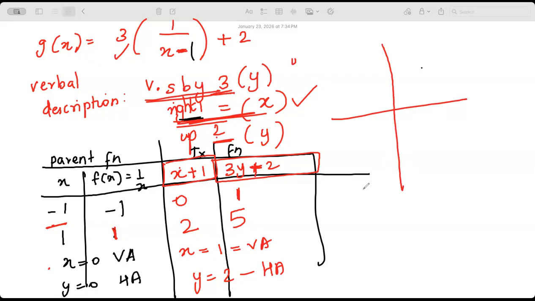On a rational function graph, always please start with your asymptotes. X equal to 1 is your vertical asymptote. Y equal to 2 is your horizontal asymptote. The graph, oh, what did I do, guys? Did I make a mistake? I'm not able to write on the board now.